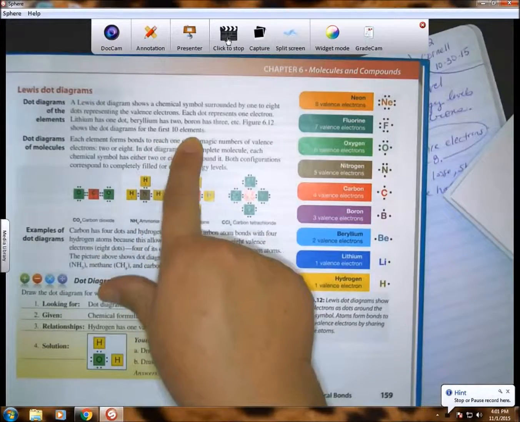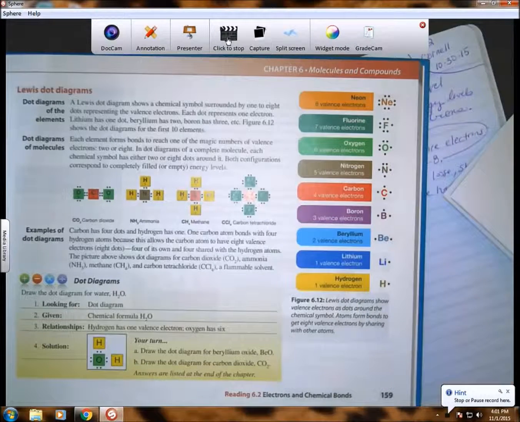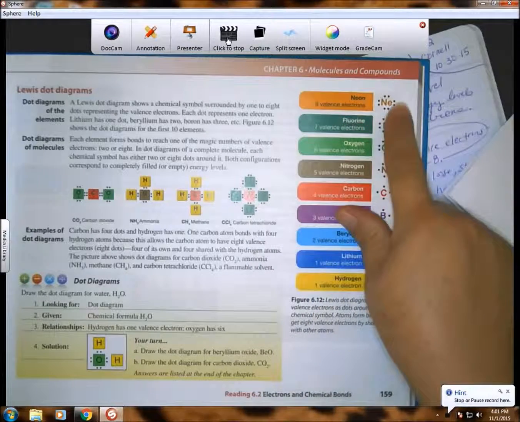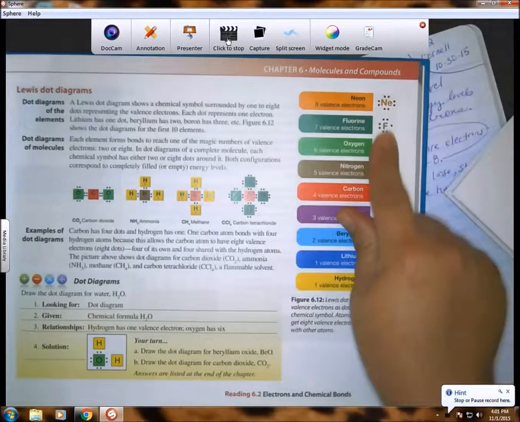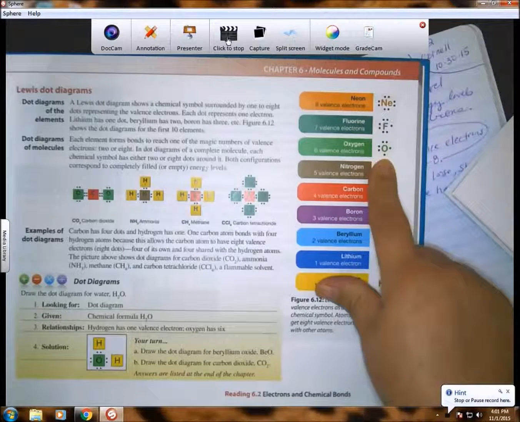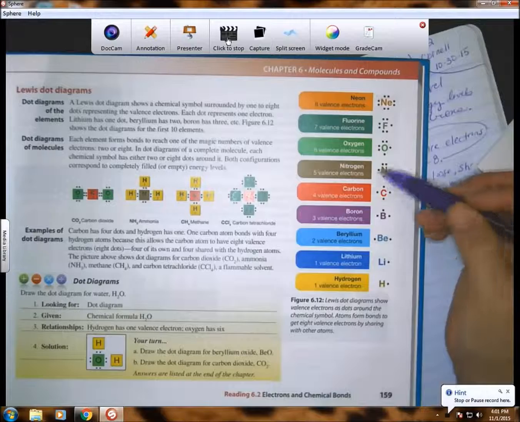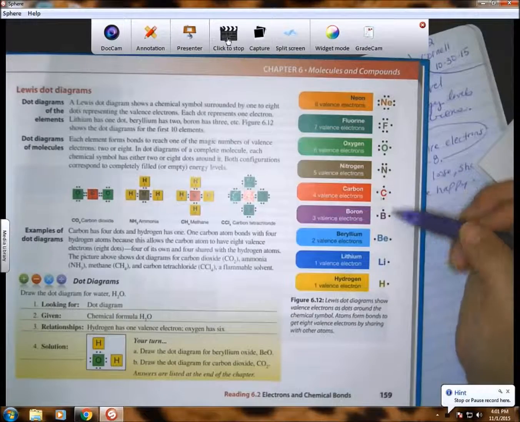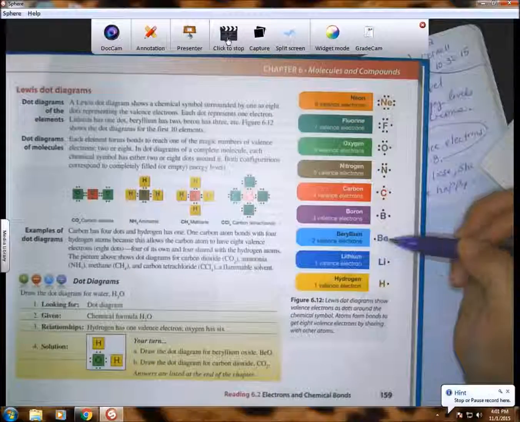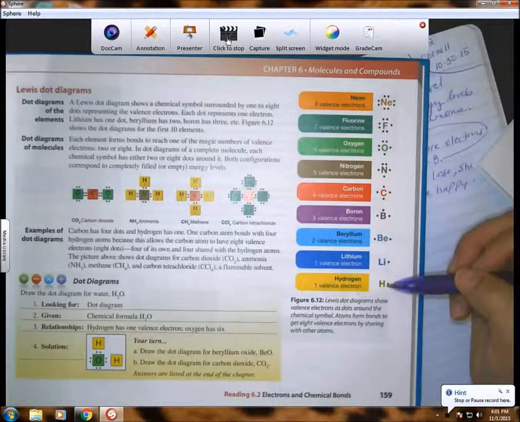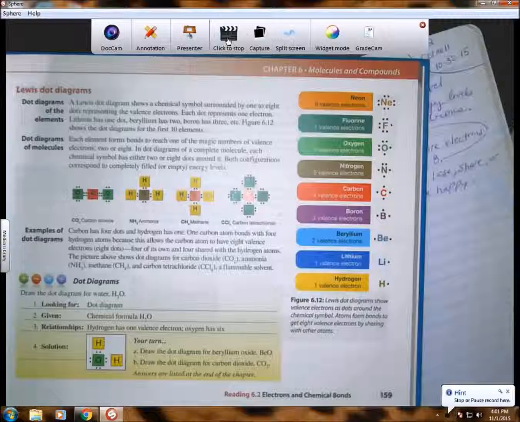Well, you guys are already familiar with this because we've already done this on one of our periodic tables. So let's just look at it. Neon, 8. Fluorine has 7. Oxygen has 6. Nitrogen, 5. Carbon, 4. Boron, 3. Beryllium, 2. Lithium, 1. And hydrogen, 1 also. Let's continue reading.